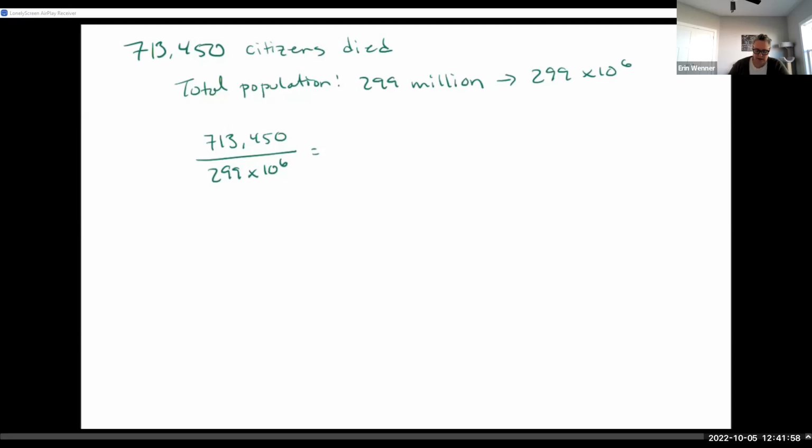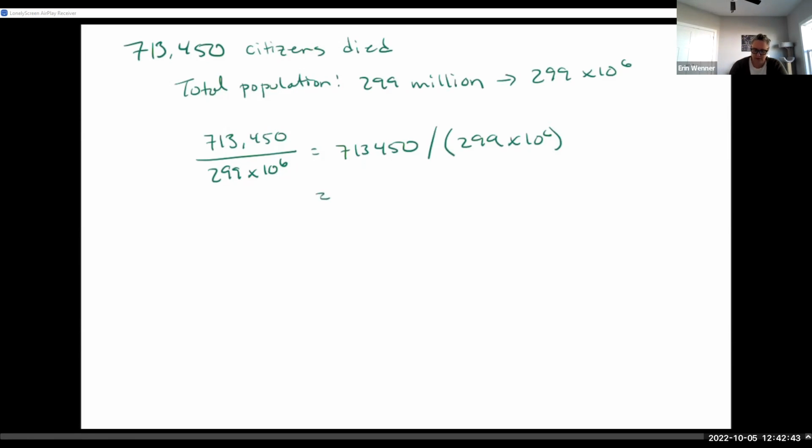Now, when entering this into your calculator, if you want to make sure that you get it to do all the steps properly, you would want to do 713,450 divided by, and in parentheses, 299 times 10 to the 6th. And the reason for that is that if you just type in 713,450 divided by 299 times 10 to the 6th, what your calculator is doing is it's dividing by 299 and then multiplying by 10 to the 6th. You need to make sure that it knows that it needs to divide by all of that stuff in the denominator, or you need to first convert it to millions before you divide it.